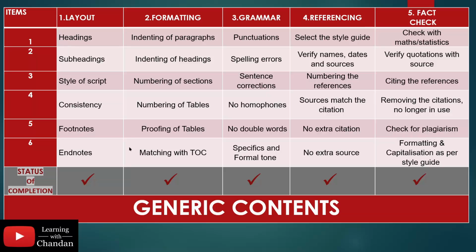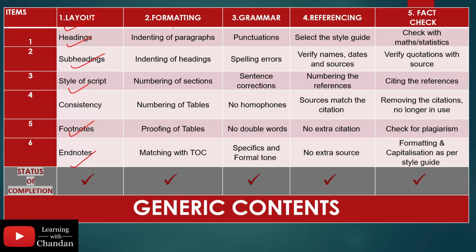Now let's check out the proofreading checklist for generic contents. The first one is layout, which checks for heading and subheadings, consistency in the overall style guide that you have followed, APA or Chicago manual, checking for language in footnotes and endnotes.